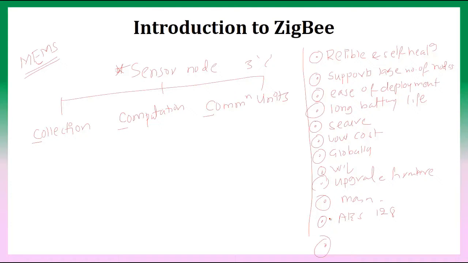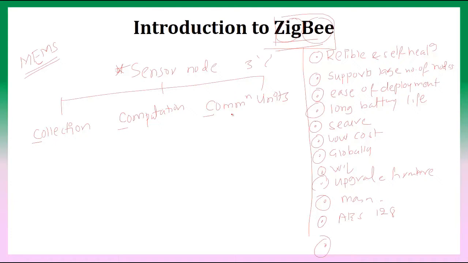The name ZigBee came from the zigzagging patterns of honeybees between flowers, and it represents communication between your nodes in mesh networks. So that's why this name was suggested. The Zig and the Bee are combined and it has been named ZigBee. Okay, so this is just a general introduction to ZigBee.